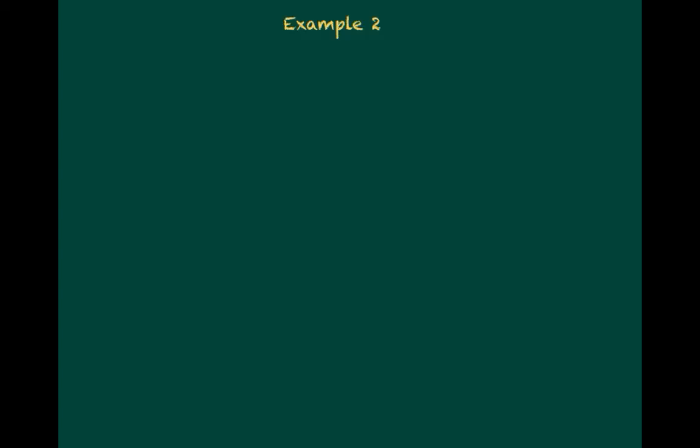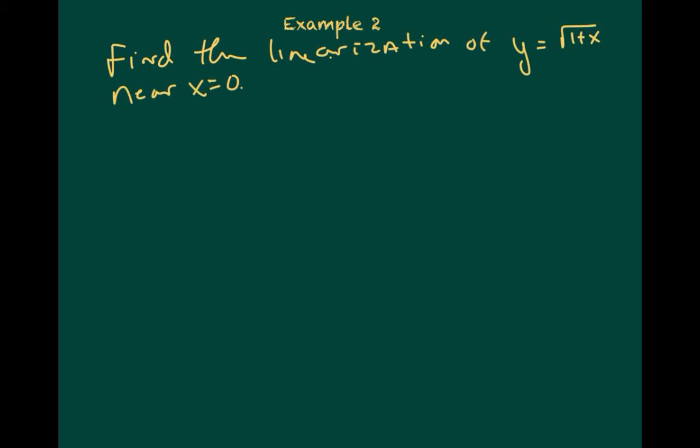Okay, as our second example, let's find the linearization of y equals square root of 1 plus x near x equals 0. Why don't you pause the video for a moment and give that a shot, and then we'll come back and we'll show you how to do it. We're taking it from a tangent line to this new thing that they're referring to as the linearization.